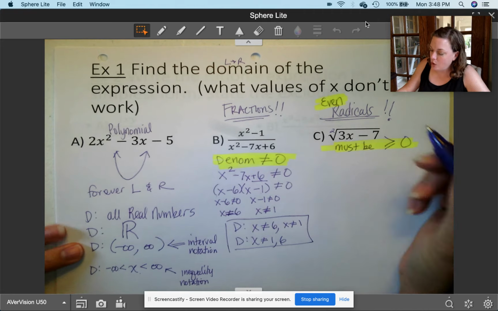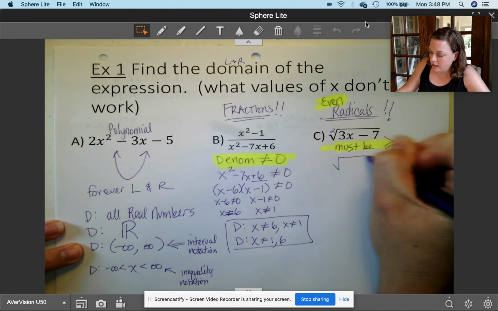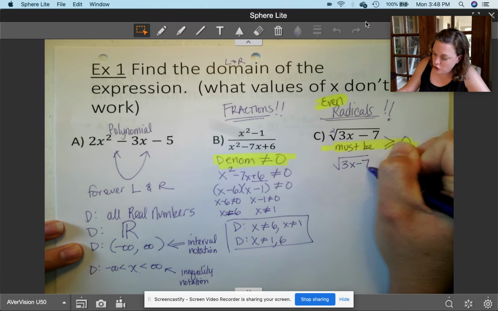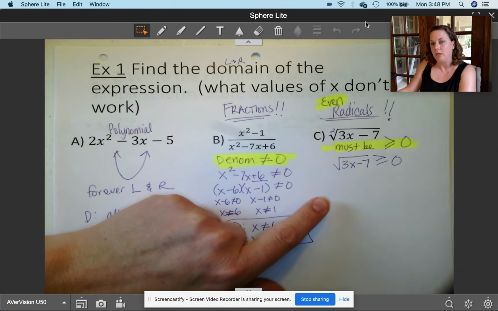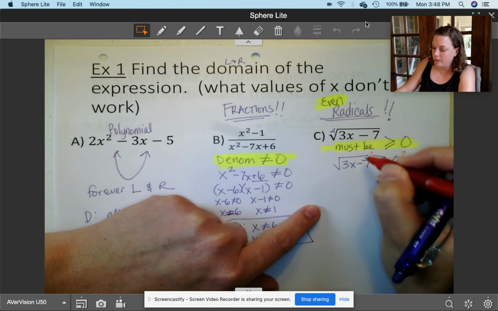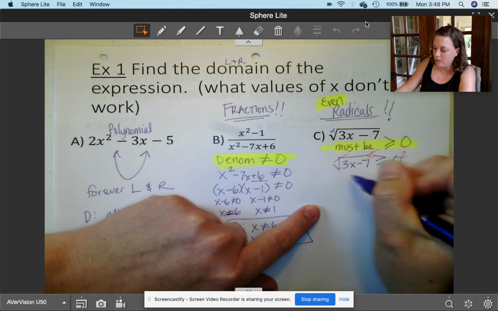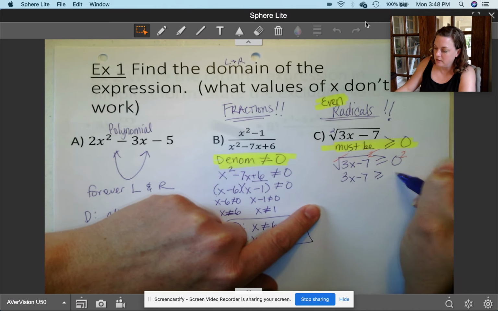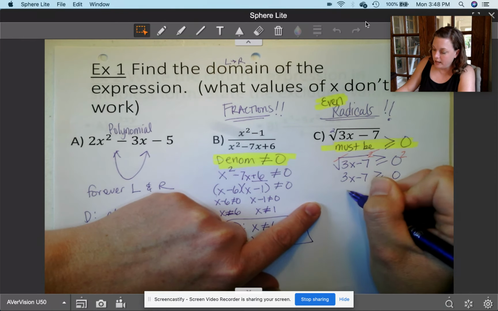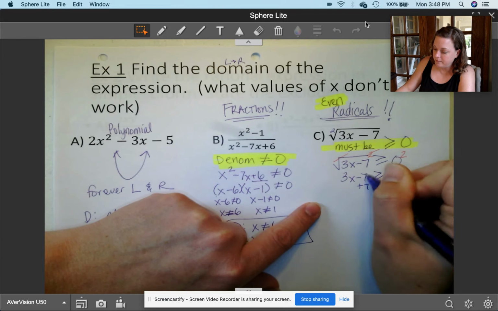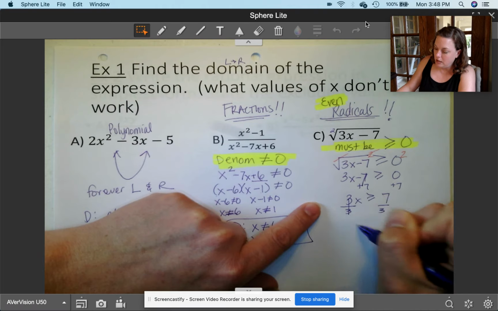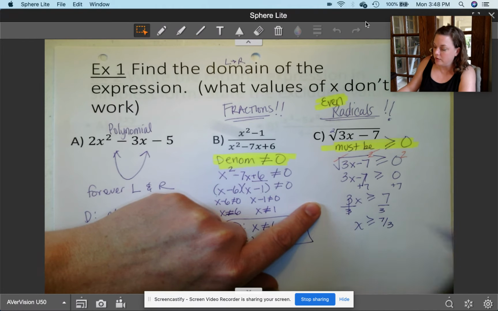So anytime you have an even radical, all we need to do is say, hey, you must be greater than or equal to 0. And then we can go ahead and solve that. Get rid of your radical. We're just going to square both sides. The square and the square root cancel out, leaving 3x minus 7 is greater than or equal to 0. And then I can just solve for x. I'm going to go ahead and add 7. So I get 3x is greater than or equal to 7 and divide by 3. So we get x is greater than or equal to 7/3.